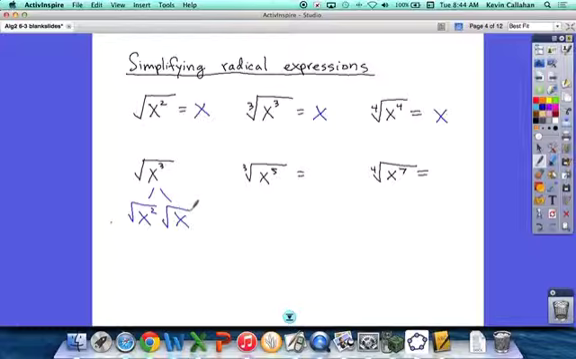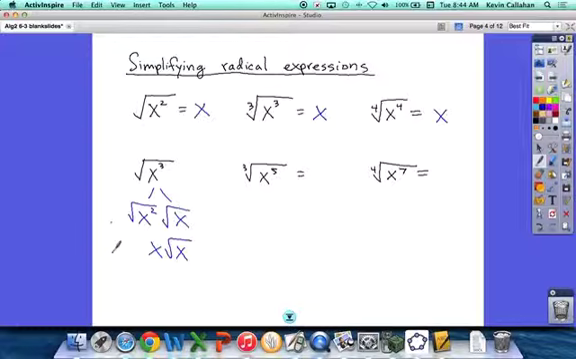So now when we take the square root of both of those, the square root of x squared gives us the x, and then there's a square root of x. There's one x that's left inside that you can't take out. You take out everything you can, and then you'll end up leaving something behind. That happens some of the time.